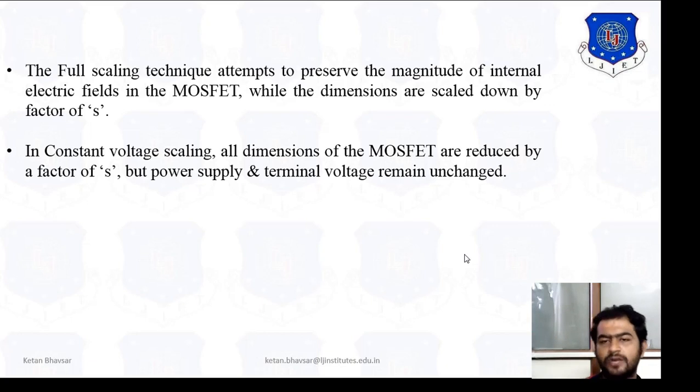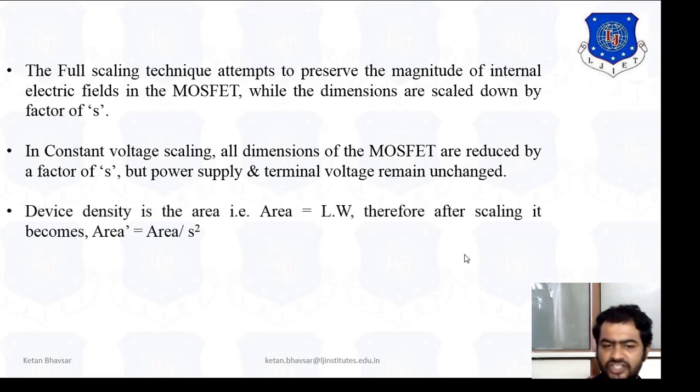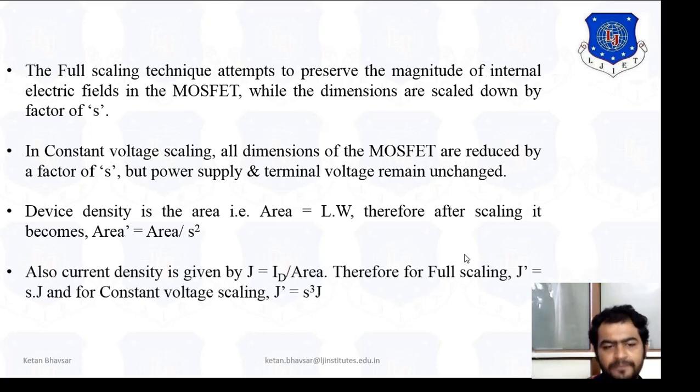They both are scaled down by the factor S, but in constant voltage scaling we keep the supply voltage and terminal voltage unchanged. So the area of a specific scaling is area divided by S square, and current density J is equal to ID divided by area. In full scaling J dash is equal to S times J, and in constant voltage scaling J dash is equal to S cube times J.